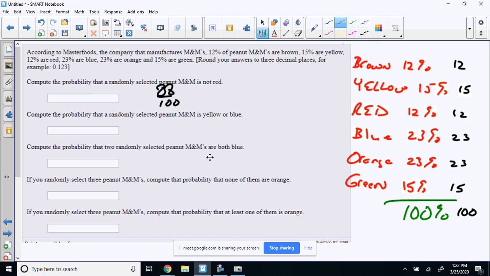All right. So let's look at this and compute the probability that a randomly selected peanut M&M is yellow or blue. So I'm wanting a yellow or blue, right? Yellow is 15, blue is 23. So that gives me 38 out of how many?